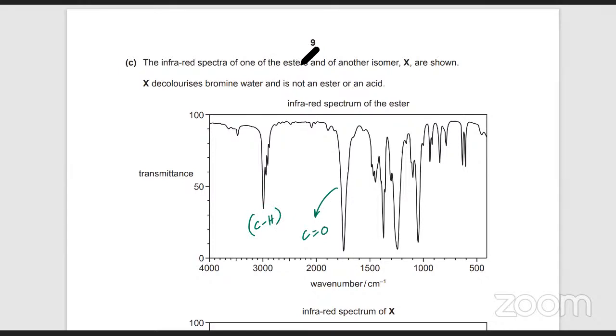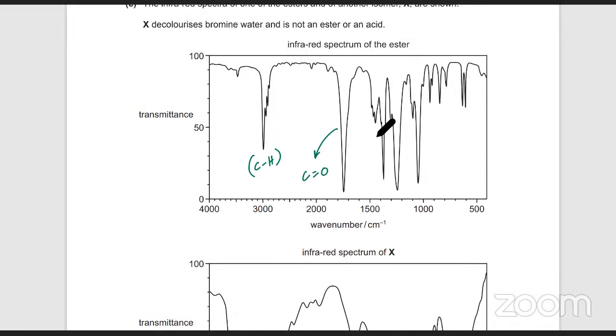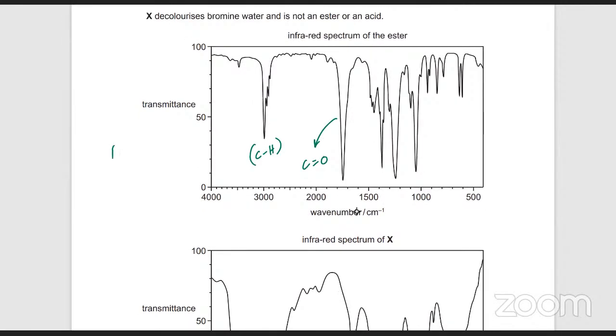So infrared spectra of one of the esters and of another isomer X are shown. X decolorizes bromine water and is not an ester or an acid. So X over here, this is the infrared spectrum of the ester. So you got an ester. Ester में क्या होता है? C=O and C-O, it always has this thing. So you always have a C-O bond as well. So you can actually see that C-O bond as well.